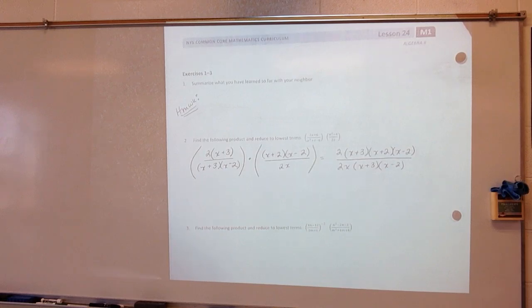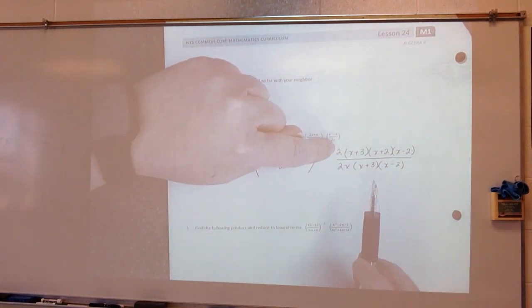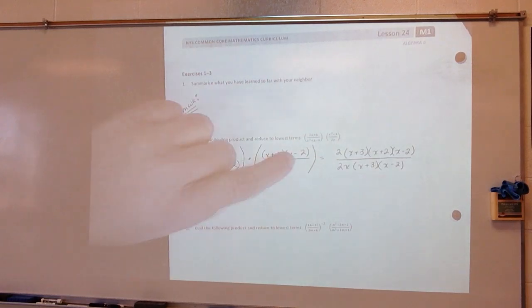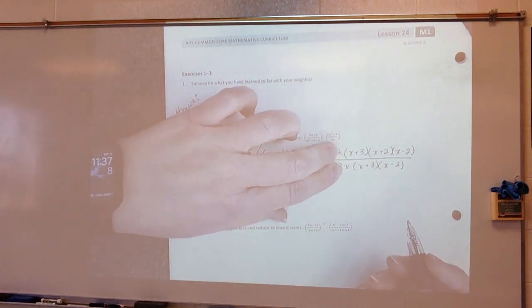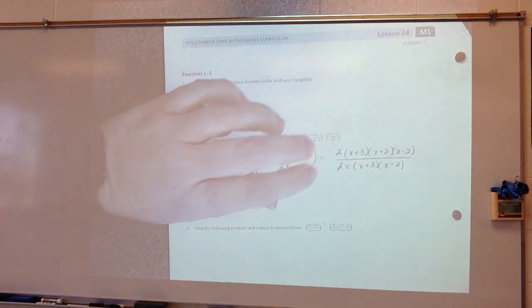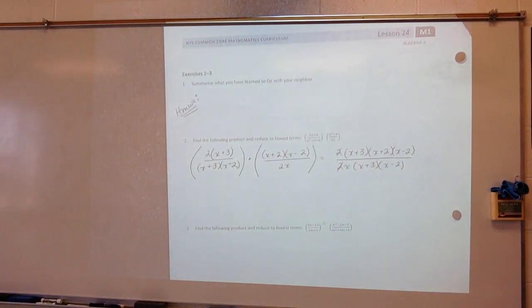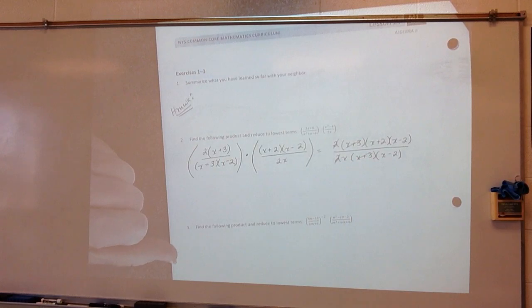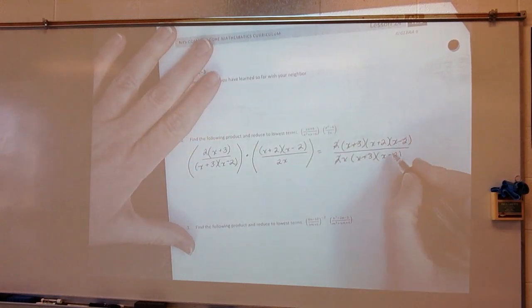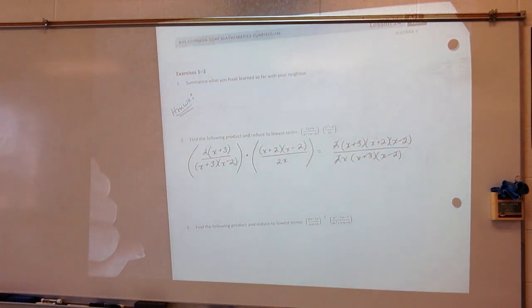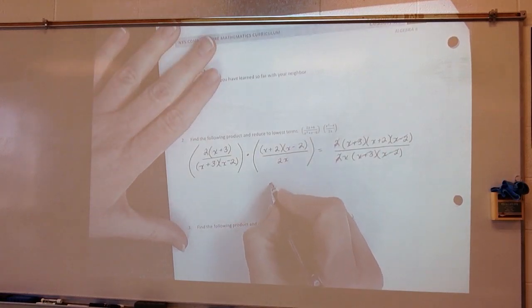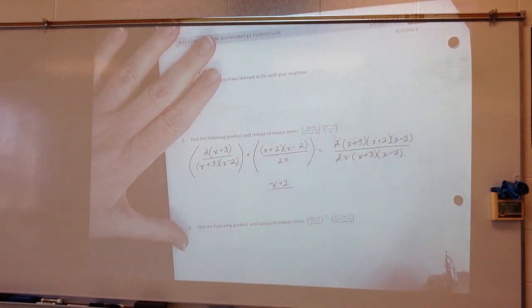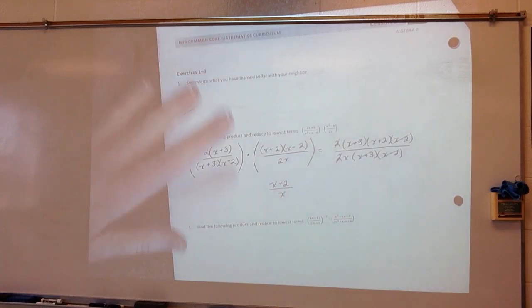All right, so I can look at this, and look, guys, 2 divided by 2 is 1. So I'm going to mark those out to show that I've got 1 there. It's not to show that I canceled. x plus 3 divided by x plus 3 is 1. And x minus 2 divided by x minus 2 is 1. So look what I have left. I have x plus 2 on the top, and I have x on the bottom. And that is in simplest form.